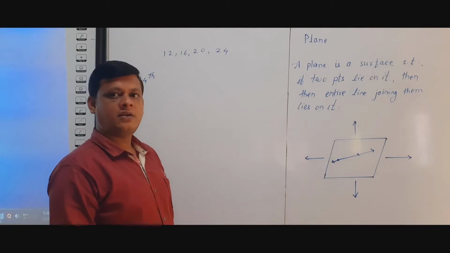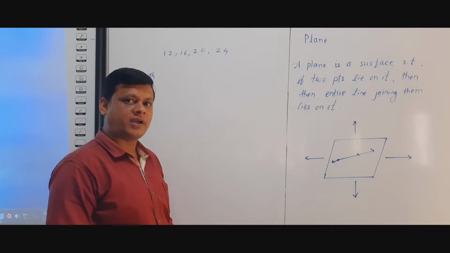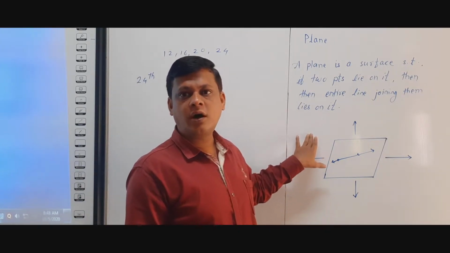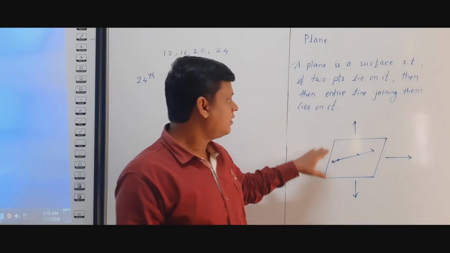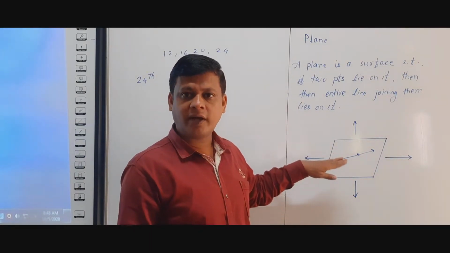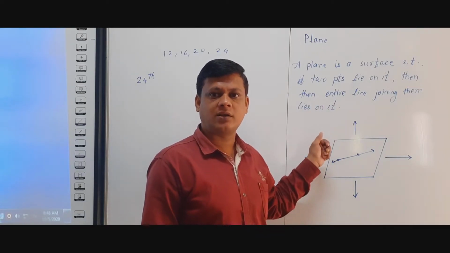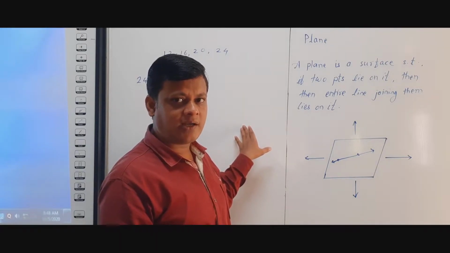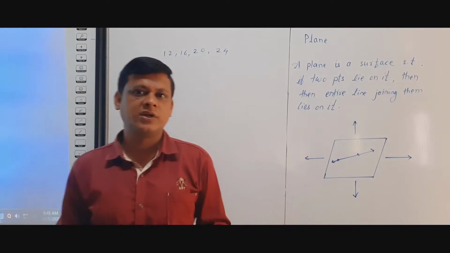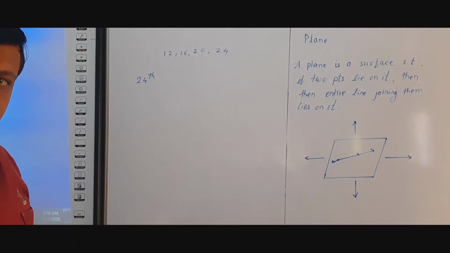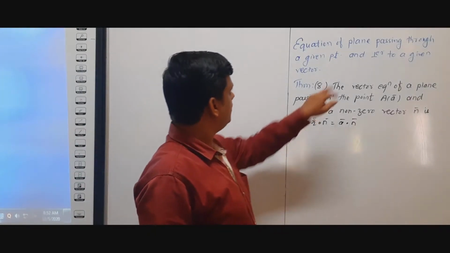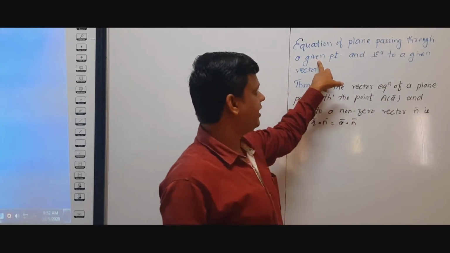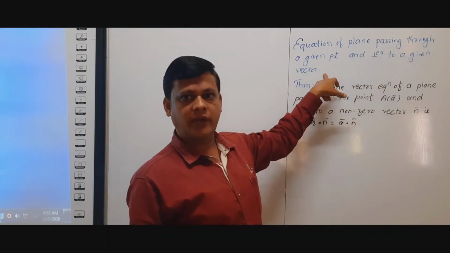Now we see the equation of a plane in terms of vector. Now we have seen the vector equation of a line passing through a point and parallel to a vector. Here, instead of a parallel vector, we require a perpendicular vector. So first we find the vector equation of a plane passing through a point and perpendicular to a vector. So we see the theorem based on it. So the first topic is the equation of a plane passing through a given point and perpendicular to a given vector.